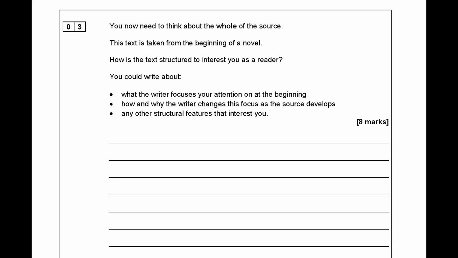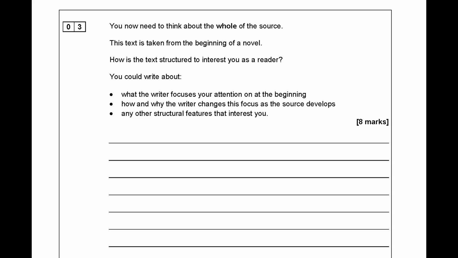What the writer focuses your attention on at the beginning. The most important word there is focus. So think about what the writer is focusing on, the characters and the story itself. How and why the writer changes this focus as the source develops.